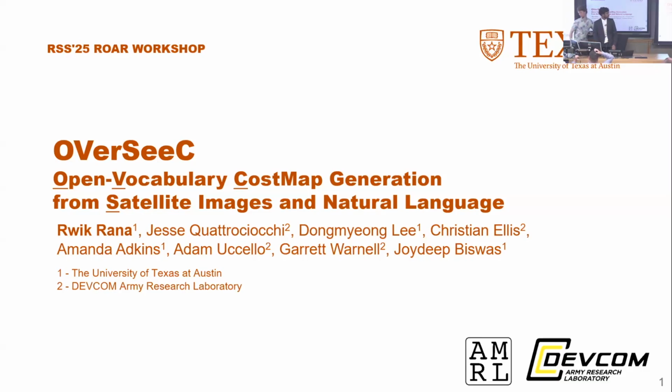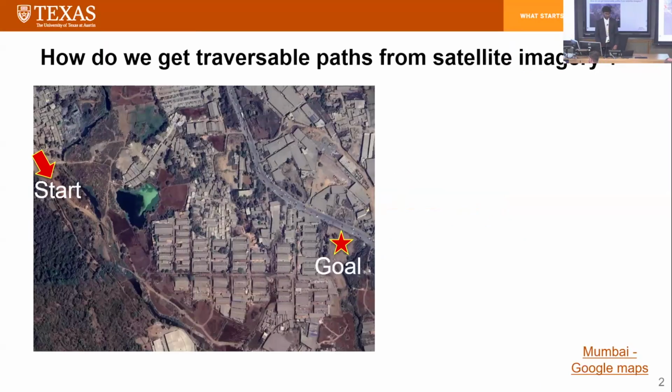So I will be presenting OVerSeeC, an open vocabulary CostMap generation pipeline for satellite imagery and natural language. So let's go into our problem. We have our robots and we want to go from a start location to an end goal location, and we have satellite images. For that, we would need some global paths. Here are two global paths which were made by a human.